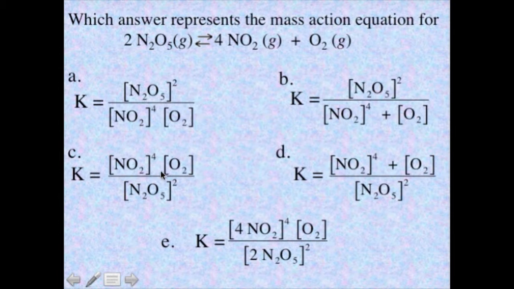That leaves C, D, and E. Answer D has us adding the concentrations together. That's not a good move, so we'll knock that one out. And answer E has kept the coefficients together with the formula. That's not a good idea either. The coefficient becomes a power of the concentration. So that is going to leave answer C as our answer for this question.